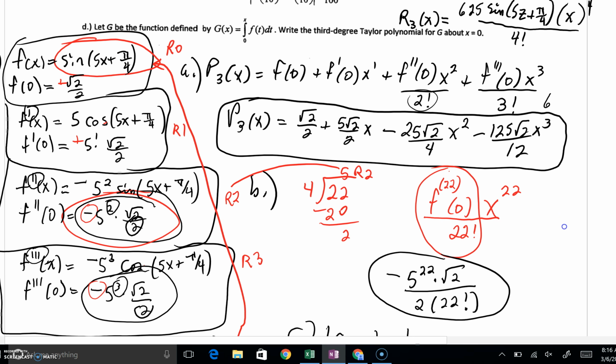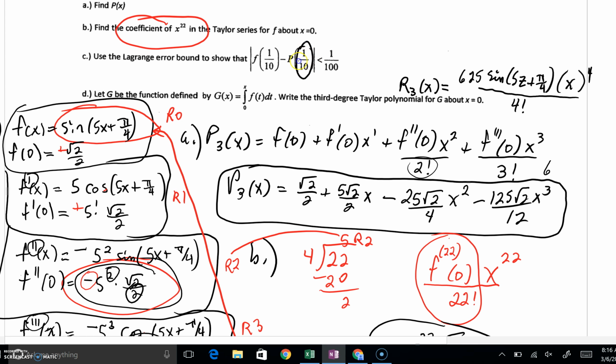Now, we're trying to measure error at 1/10. By the way, whenever you see f of 1/10 minus p of 1/10, f of 1/10 is the true value, p of 1/10 is the estimate. The true value minus the estimate is the error. We're trying to show that our error is less than 1 over 100.